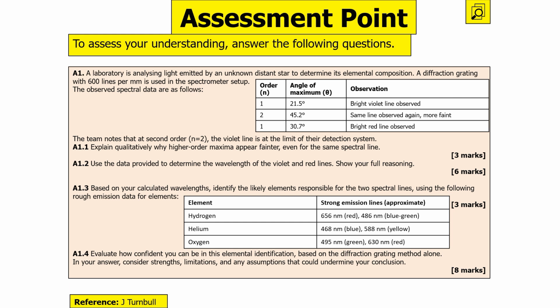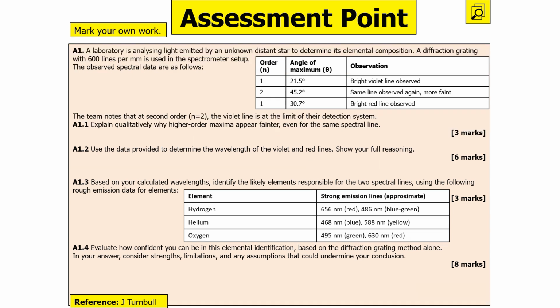Use the data to determine the wavelength of the violet and red lines. Show your full reasoning. Based on the calculated wavelengths, identify the likely elements responsible for the two spectral lines using the following rough emission data for elements. Then evaluate how confident you can be in this elemental identification based on the diffraction grating method alone. In your answer, consider the strengths, limitations, and any assumptions that could undermine your conclusion. So, pause the video now. Then unpause the video when you want to go through your answer.